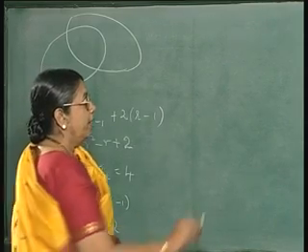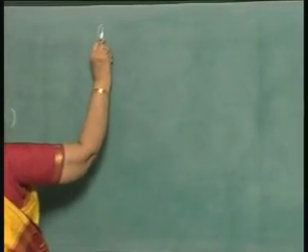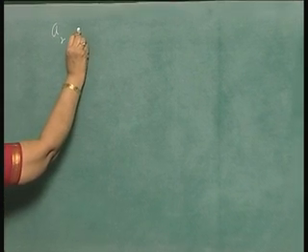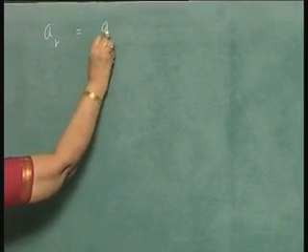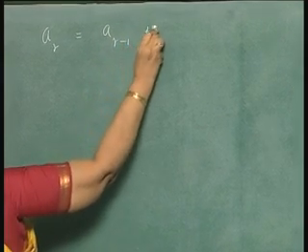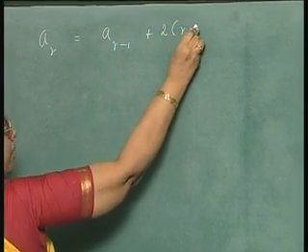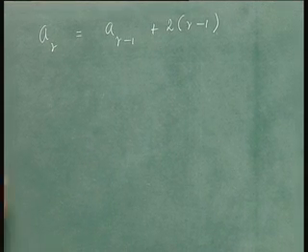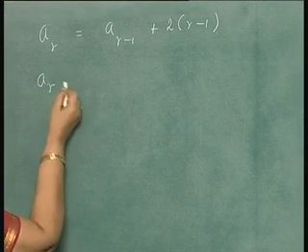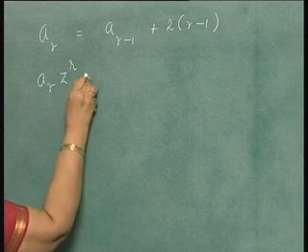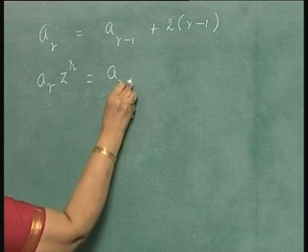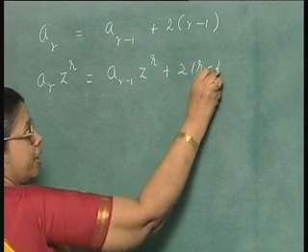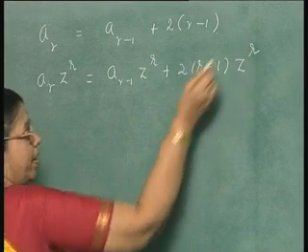Now, look at the recurrence relation. Let us find the solution by making use of the generating function concept. a_r is equal to a_(r-1) plus 2 into (r-1). Now, multiply by z^r, then you get a_r z^r equal to a_(r-1) z^r plus 2 into (r-1) into z^r.